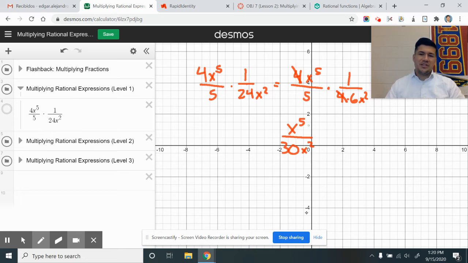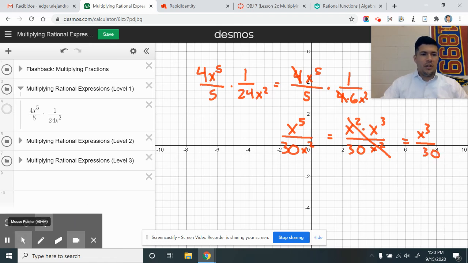Now, the other thing is, should I have factored that x to the 5th? The answer is yes, I should have factored x to the 5th, and I should have looked at this x squared right here. Some of you can do this in your head: x to the 5th over x squared gives you x cubed. But you could factor x to the 5th as x squared times x cubed over 30x squared. My x squareds cancel out. Final answer, x cubed over 30.